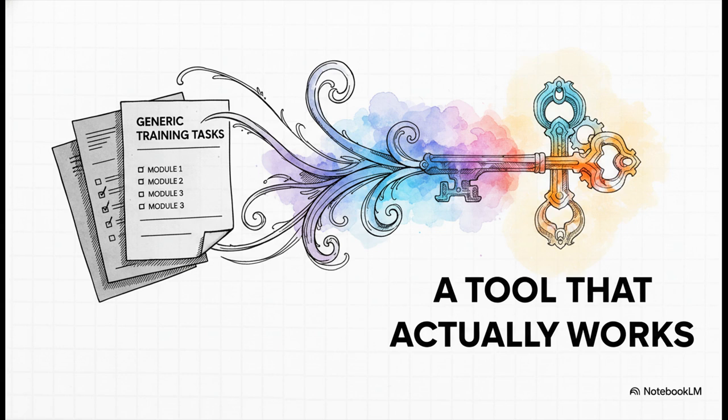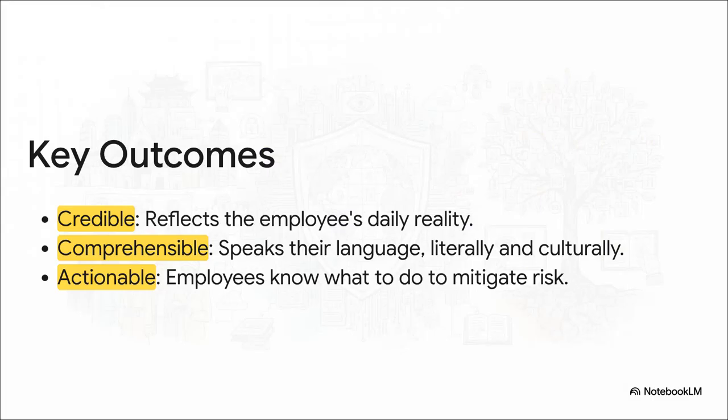It matters because what you get in the end is a training program that's just fundamentally different. It's not just another task your employees have to check off a list. It's a tool that genuinely works. It becomes credible, comprehensible, and actionable. Let's break that down. It's credible because the examples and scenarios actually reflect what your employees see every single day. It's comprehensible because it speaks their language, not just literally, but culturally. And the most important part, it's actionable. Employees don't just understand a risk in theory. They know exactly what they need to do to stop it, right there in their own context. That right there is the difference between checking a box and building a real human firewall.